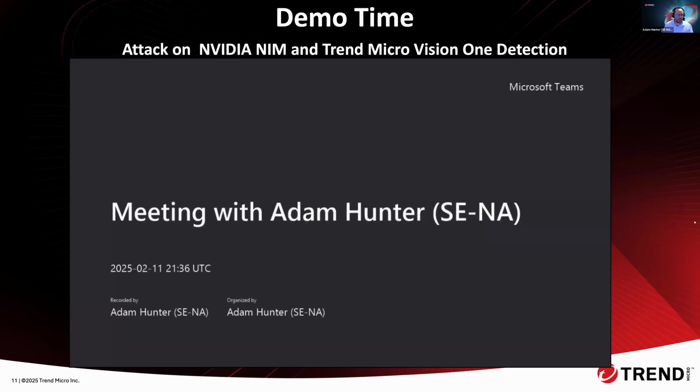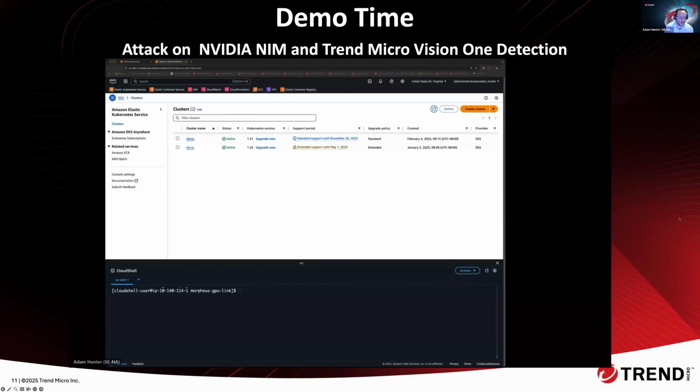So, with that being said, I'll pause for a second, and we're going to go ahead and get into a bit of a demo here. We're going to look at the AWS environment with an EKS cluster, and then I'll get into the Vision One console to walk you through what some of the detections look like. I'm going to start this video now, and I'll narrate as it proceeds.